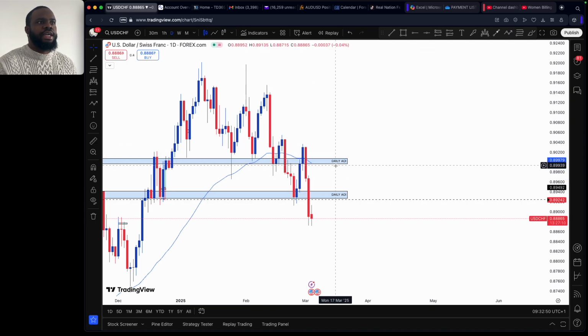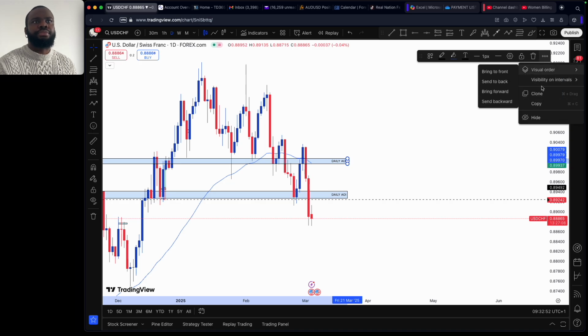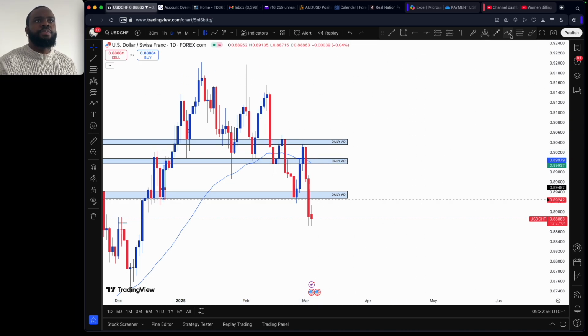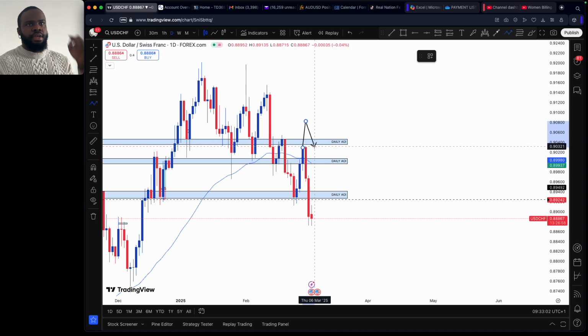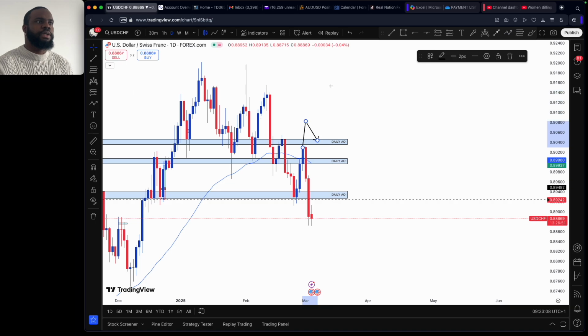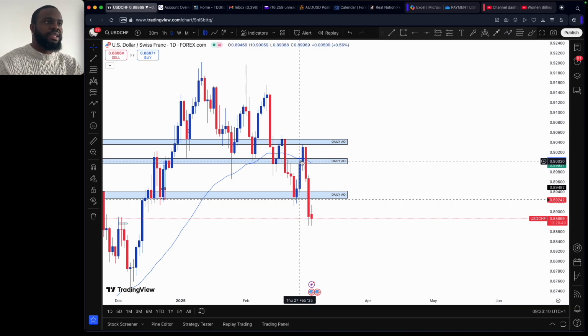So I was anticipating that by Monday I want to see a close above, then a retest at least at 0.90441, then to take the price to the upside. But as you can see, price did the opposite.